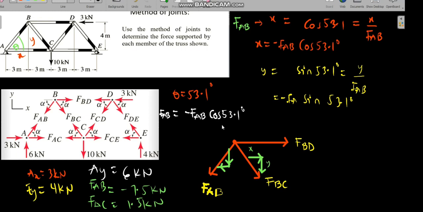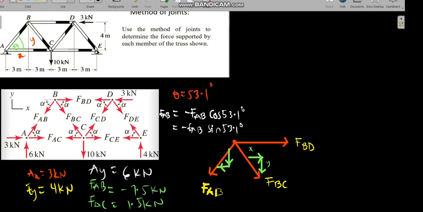53.1 degrees. That's for the x part. And then for the y part, we have minus FAB sine of 53.1 degrees. Okay, so same as for the FBC, I'm going to find the x and then the y component. Let me clean this side here.